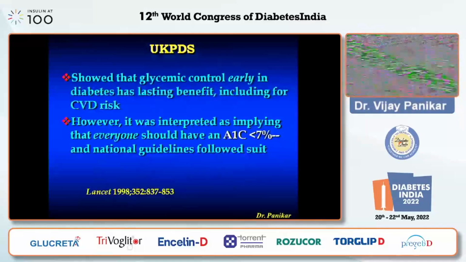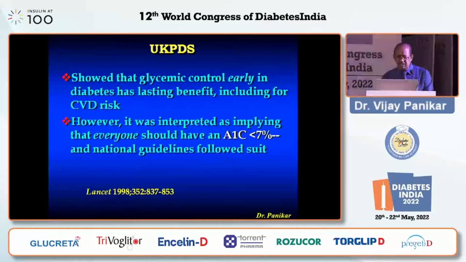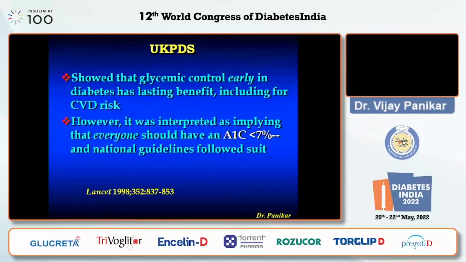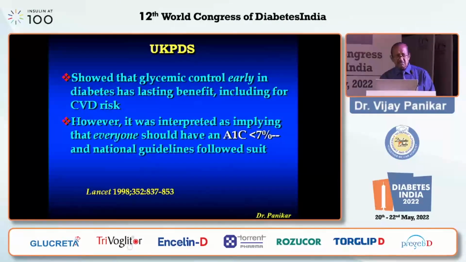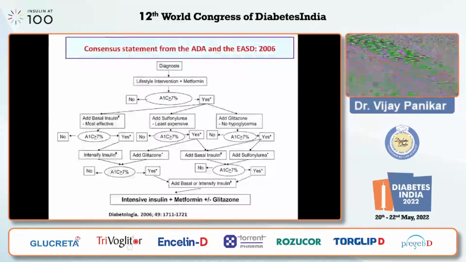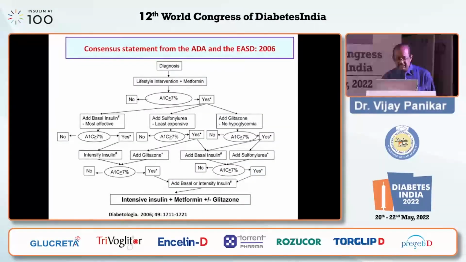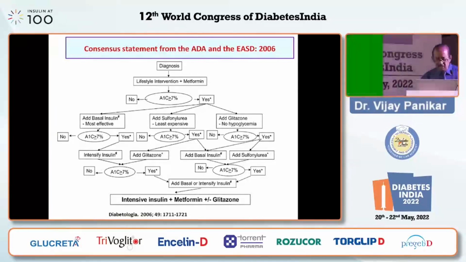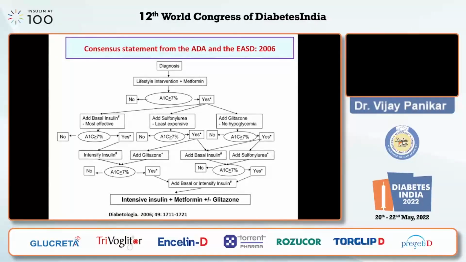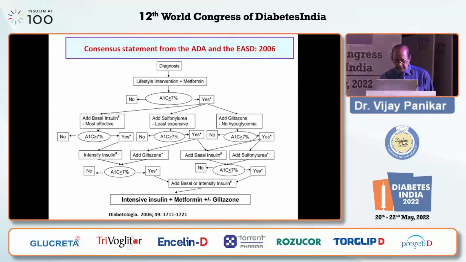The UKPDS study was a brilliant study done on newly diagnosed diabetics. What they showed was that by bringing down the HbA1c to 7, you could have very nice benefits. So look at this. This is the ADA EASD guideline of 2006. What does it say? Diagnosis, lifestyle modification, metformin. If HbA1c is more than 7, treat. If HbA1c is less than 7, no treatment. This is what was in 2006.